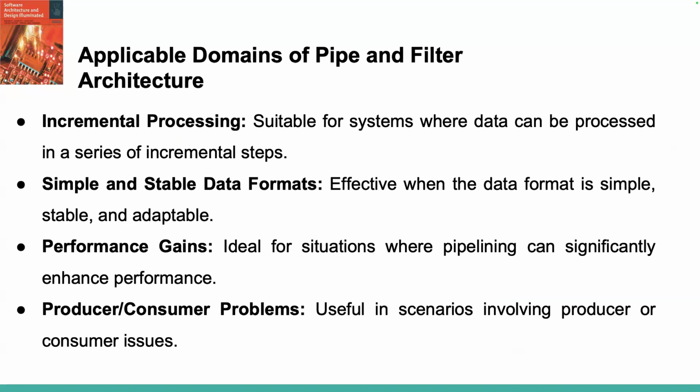The pipe and filter architecture excels in domains that require incremental processing. It's particularly useful when you can break data processing down into a series of manageable, independent steps. Incremental processing: systems where data can be processed step by step as it arrives. Simple, stable data formats: this architecture works best when data formats are straightforward and consistent, such as plain text or simple binary formats. Performance gains: it's ideal in situations where pipelining can improve performance by allowing multiple components to work simultaneously. Producer-consumer problems: the architecture is also useful for solving producer-consumer problems, where one component produces data and another consumes it.